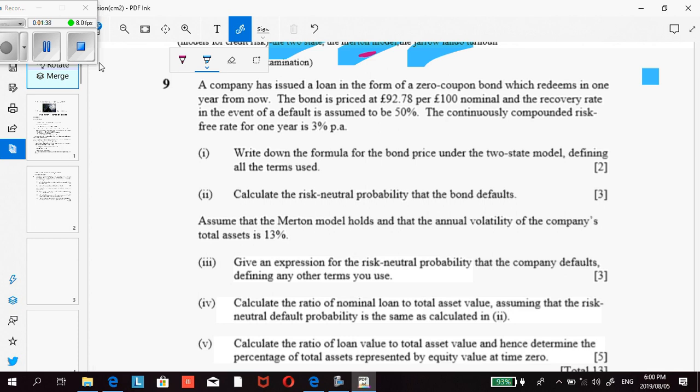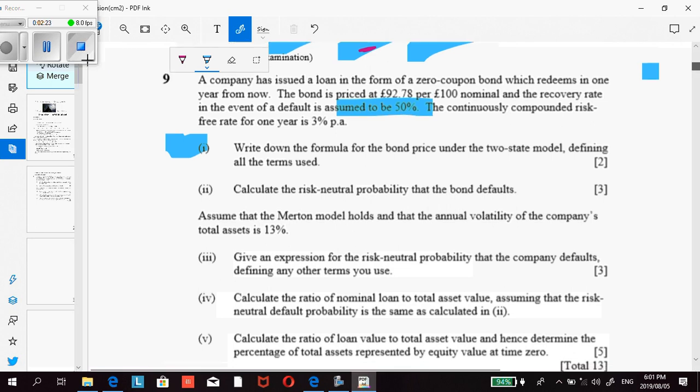So the question says, the company has issued a loan in a form of a zero coupon bond, which redeems in one year from now. The bond is priced at 92.78 per 100 nominal, and the recovery in the event of default is assumed to be 50%. The continuously compounded risk-free rate for 1 year is 3%. Now, the first question they ask here, they say, write down the formula for the bond price under the two-state model, defining all the terms.